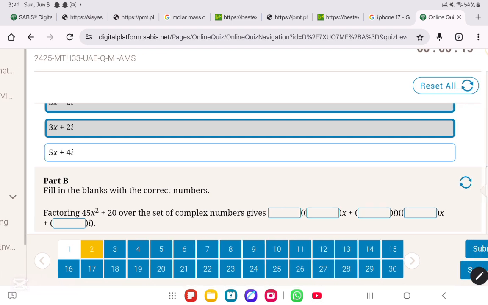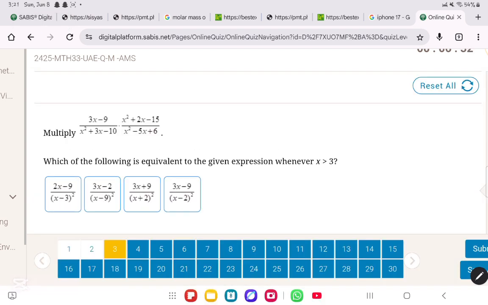Now, after factorizing it, if you remember, it was 5, 3x minus 2i, 3x plus 2i. So very simply, 5 times (3x plus 2i) times (3x minus 2i). Okay? We move on to question number 3.